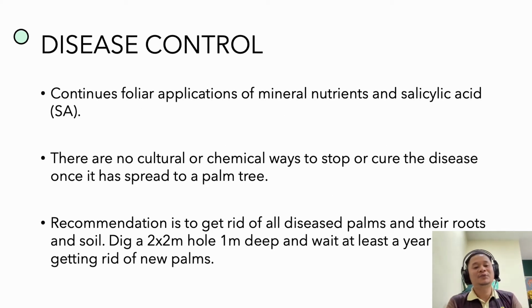Okay, how to control the disease? What we know until now, there is no chemical we can use to control the disease, Ganoderma. So what we practice, we can use continuous foliar application of mineral nutrients and salicylic acid or SA. There is no cultural or chemical way to stop or cure the disease once it has spread to the palm tree. And then the estate practice recommendation is to get rid of all diseased palms and their roots and soil.